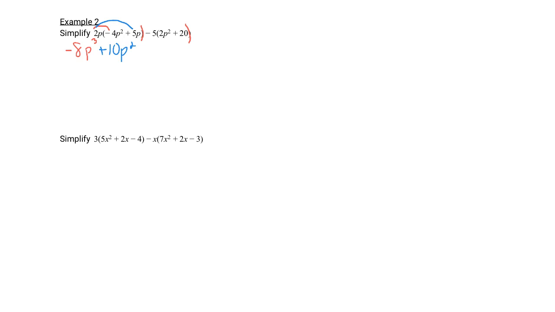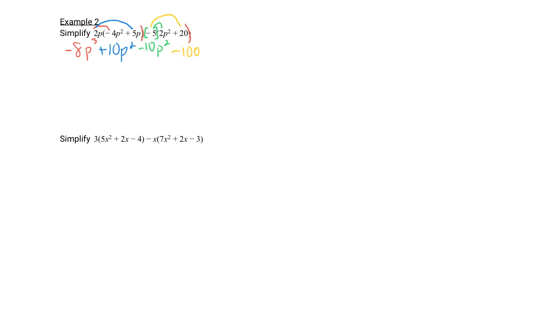Next, we've got negative 5 times 2. We always include the sign in front of the term with the term. So negative 5 times 2 is negative 10 p squared. Now that I am distributing, I can get rid of all the parentheses. And last but not least, negative 5 times 20 is minus 100.